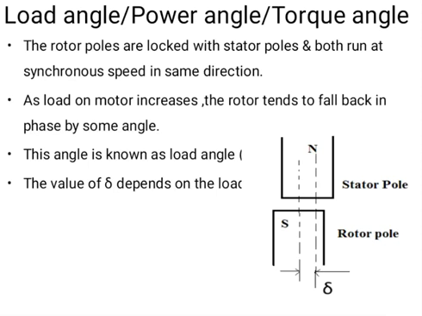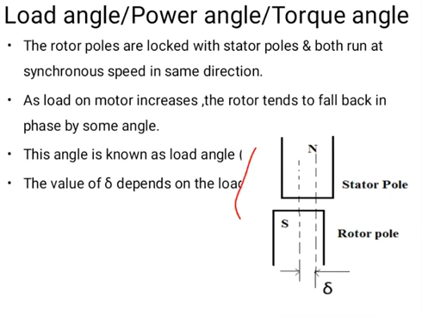As load on the motor increases, the rotor tends to fall back in phase by some angle. That means as load increases, the rotor falls back in phase by some angle, and this angle is known as the load angle. It is denoted by delta, and the value of delta depends on the load.